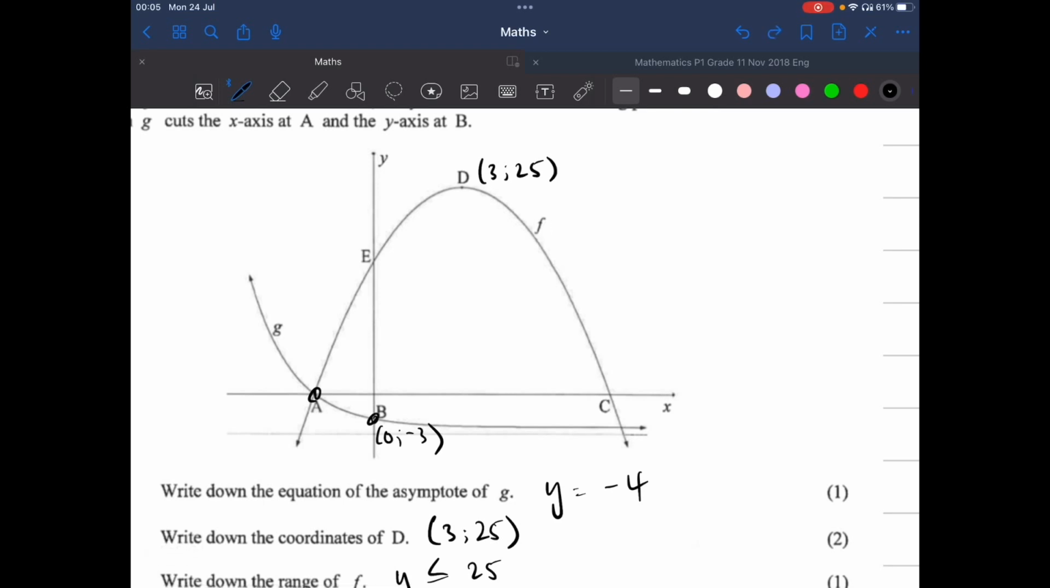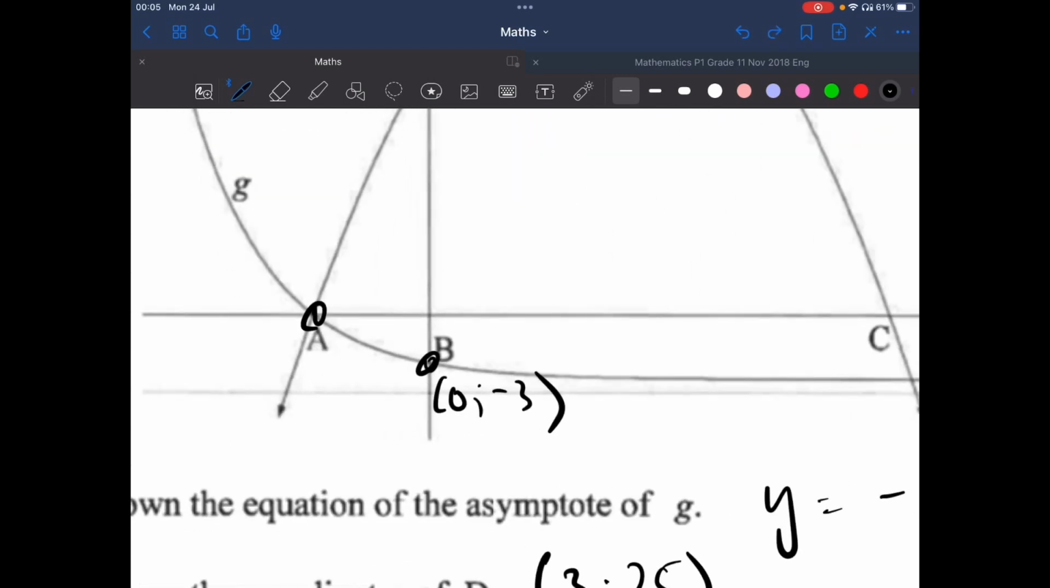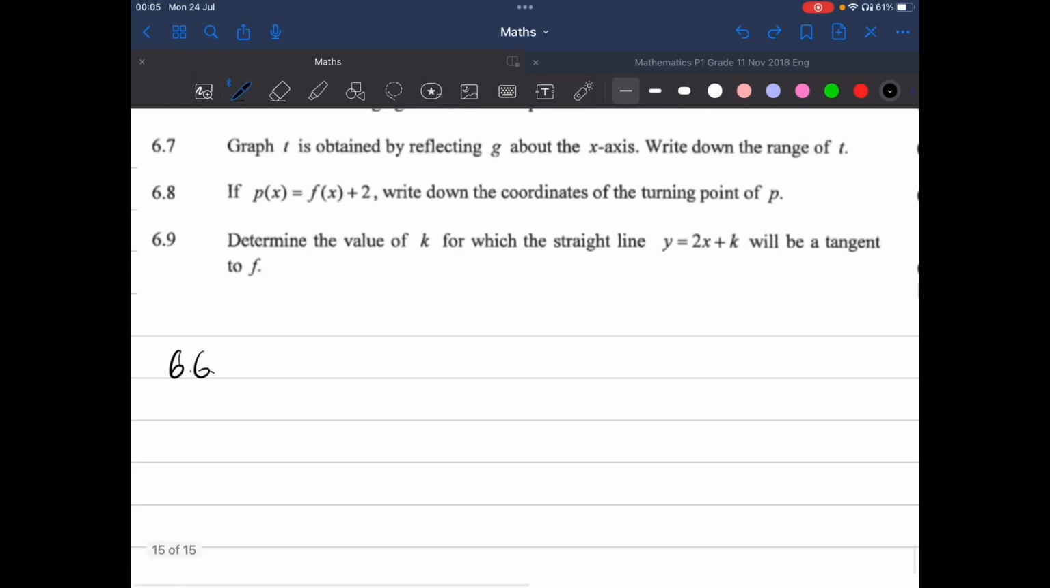And point B is the y-intercept of the exponential graph, and we already found those coordinates. It was (0, -3). Okay, so our job is now to just find A. So let's do that.